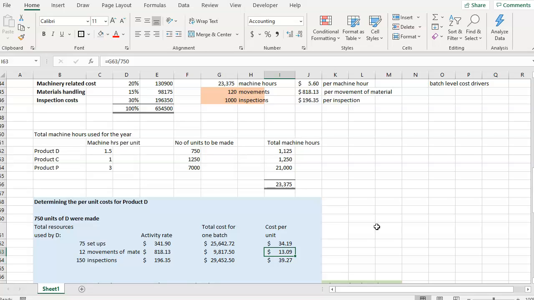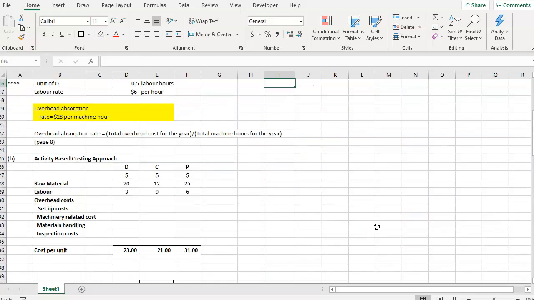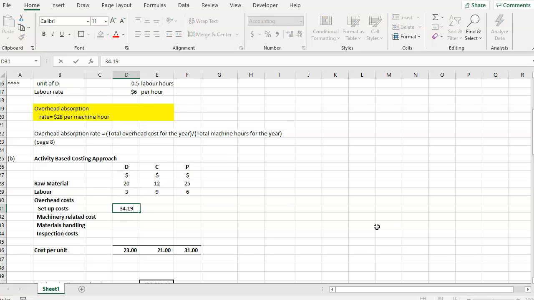So let's get the figures up now. I'm moving back up to the top here and putting in my setup cost, which is $34.19. My material handling, which is $13.90, and my inspection cost, which is $39.27. So the only one we have remaining is the machine-related cost. Let's go and deal with that.